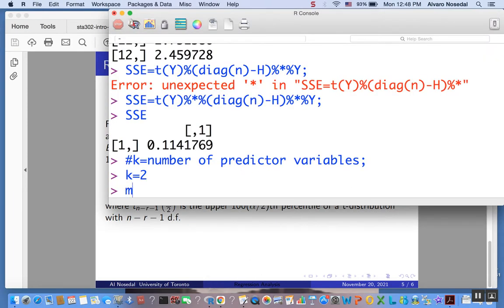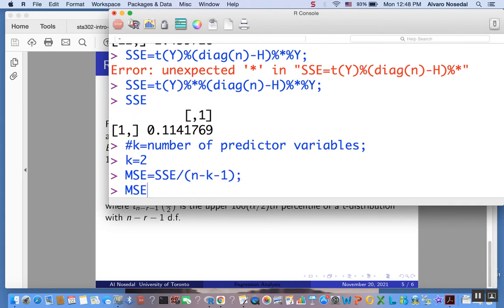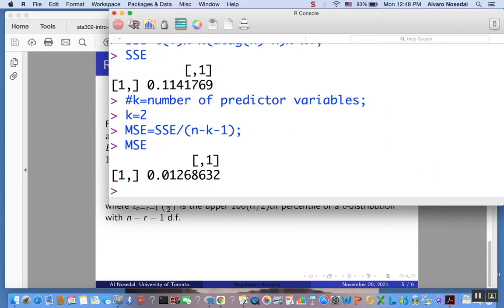Well, mean square error is going to be SSE divided by N minus K minus 1. We know that in the case of simple linear regression, it was SSE divided by N minus 2. And in that case, K was only 1. So that's why we had the N minus 2 in the denominator. Okay, so mean square error, good.